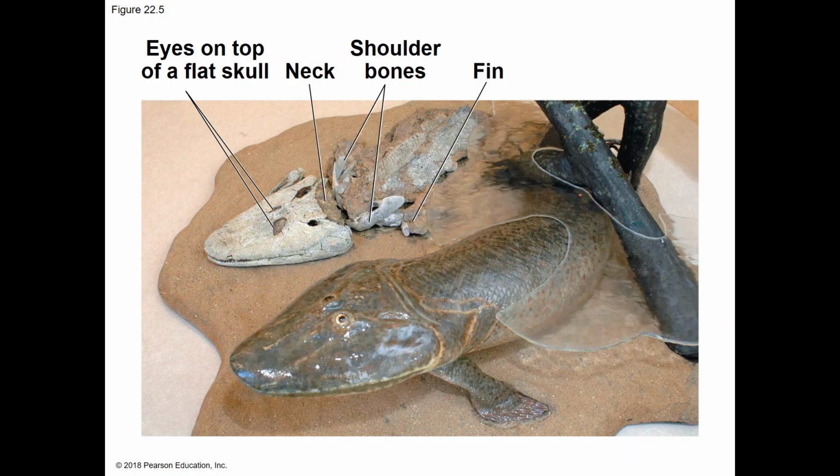So the adaptations for air breathing became evident in these fossils because we see things like this flat skull with a long elongated snout and a muscular neck and shoulders that enabled the animal to lift its head clear out of the water to support air breathing.